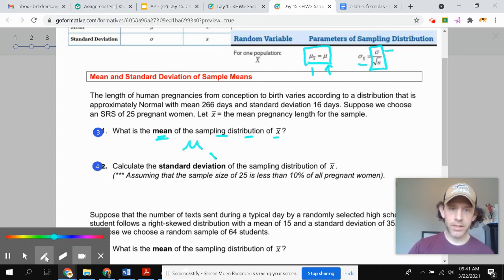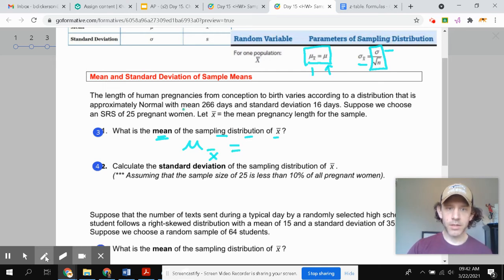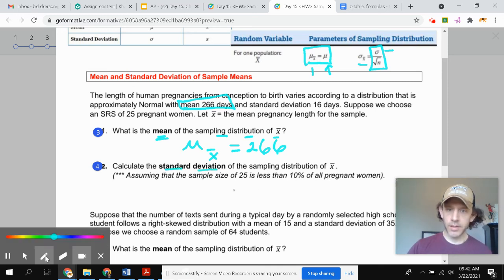So what's mu here? If we're looking at this, we would find the mean of our population. In this case, we have it right here. This is the mean of our population. So our answer is 266 for number 3. Standard deviation is going to require the formula. So let's actually write it out.